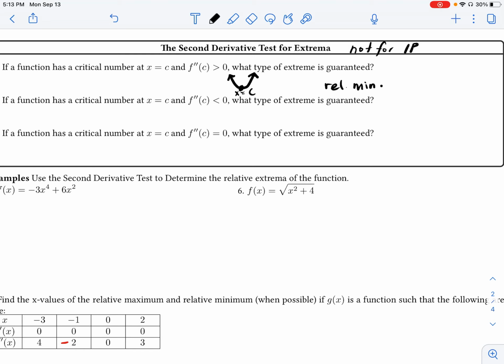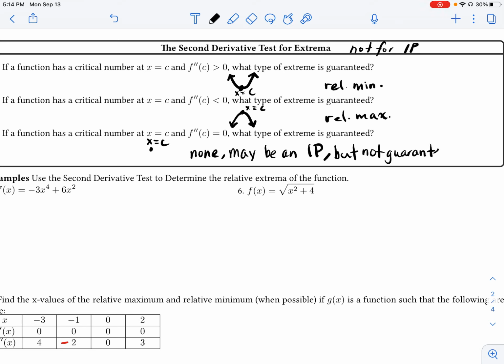Similarly, if you had a critical number at x is equal to c, and this time your second derivative is negative, therefore it's concave down, that tells you you have to have a relative maximum there. Well, what about when you have a critical number x is equal to c, and f double prime of c is equal to 0? What type of extrema would be guaranteed there? Think about that. And the answer is none. You cannot guarantee an extrema there. There may be an inflection point, but no guaranteed extrema.